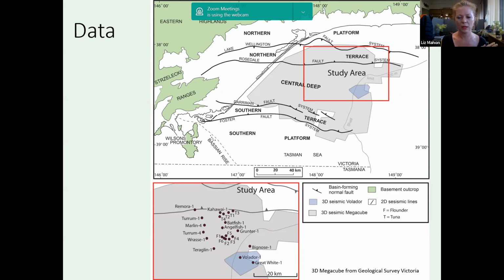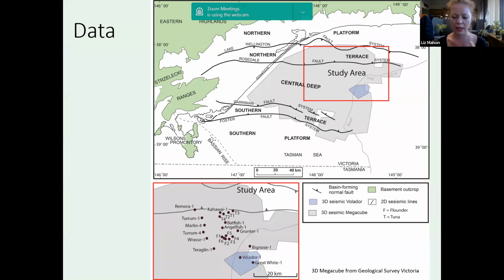As a result of that long-running industry interest, there's a huge amount of data available in the Gippsland Basin. There are many, many wells, both onshore and offshore, quite a bit of 2D seismic, also both onshore and offshore, and then offshore, many 3D seismic volumes. A subset of those 3D seismic volumes were merged to form what's called the mega cube, a large merged 3D seismic volume that covers most of the offshore Gippsland Basin. We accessed that volume through the Geological Survey of Victoria.